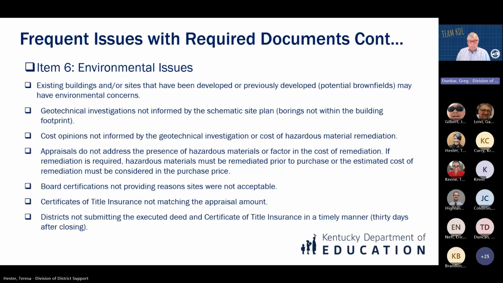Environmental issues. Existing buildings and sites that have been developed or previously developed may have environmental concerns, and we may ask you for a phase 1 environmental site assessment. We've seen geotechnical investigations that are not informed by a schematic site plan. Random borings across the site and the borings not within the building footprint. That's not acceptable. How can you figure out how to design your building footings if you don't have borings in the footprint? And the cost opinions must be informed by the geotechnical investigation and any hazardous material remediation cost.